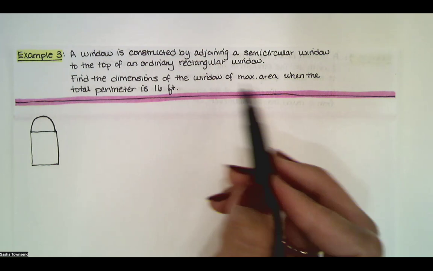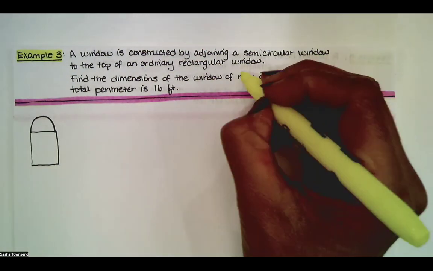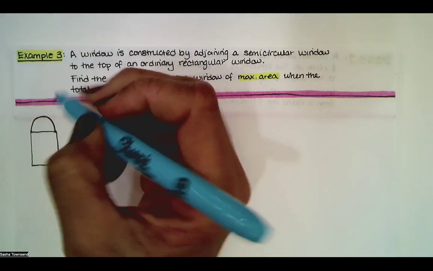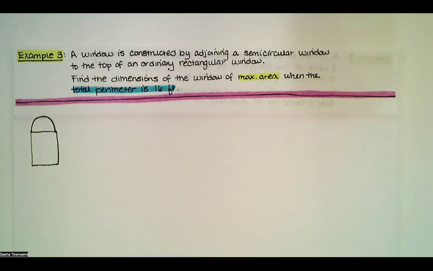It says find the dimensions of the window of maximum area. So we're trying to maximize the area when the total perimeter is 16. So that perimeter, that is going to be our constraint.